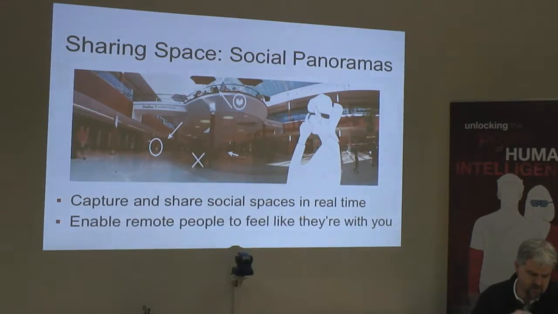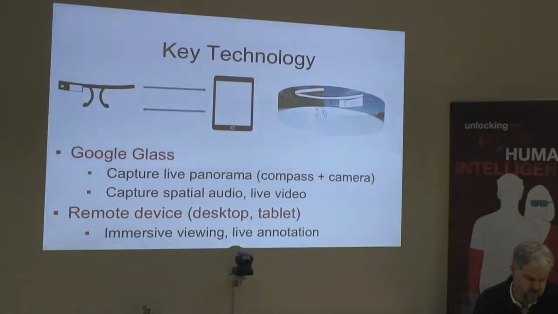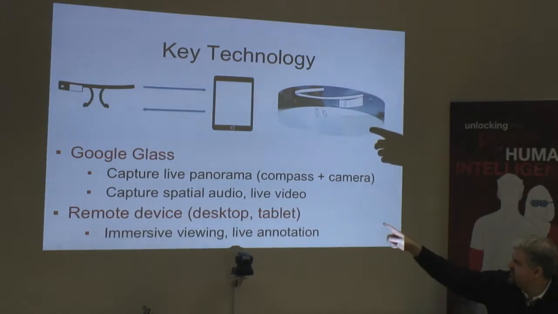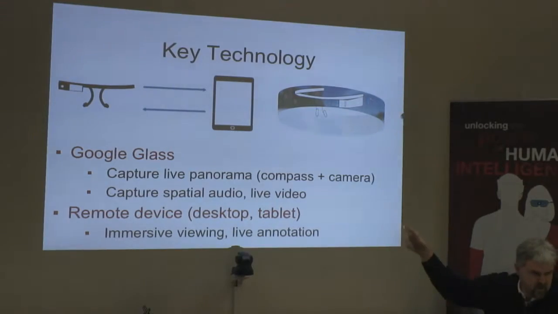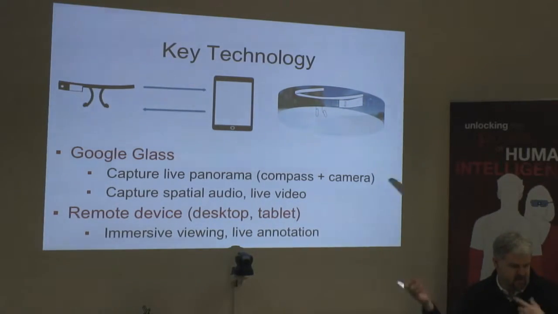The idea is you could go to a location with Google Glass, pan around, capture a surround panorama, and then send that to a remote person and enable them to feel like they're really with you in the space. You could also have shared annotations. We have built a little prototype of this. We take Google Glass and capture the panorama, and share it with the remote person. The remote person can see the panorama on a tablet or desktop, and they can annotate as well.